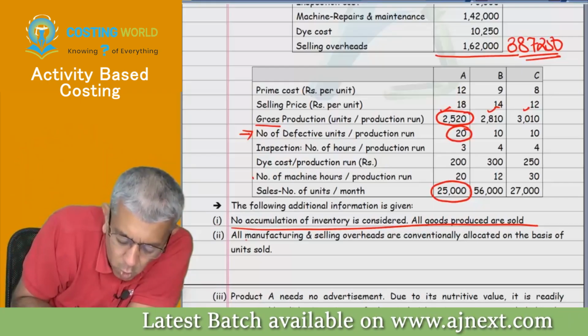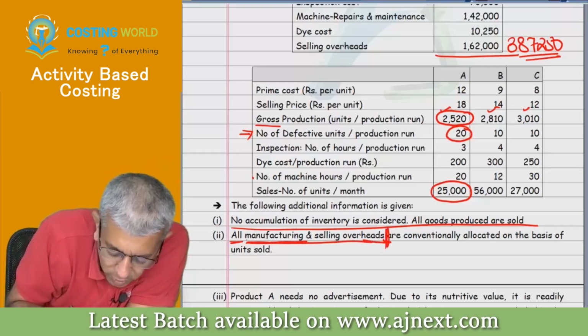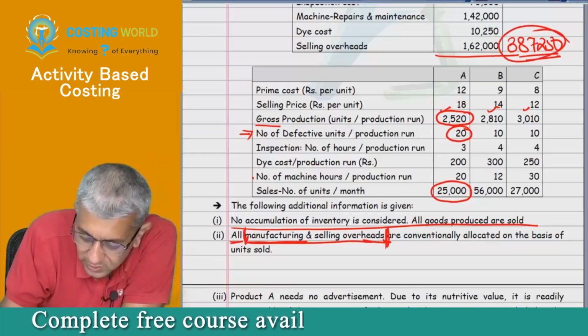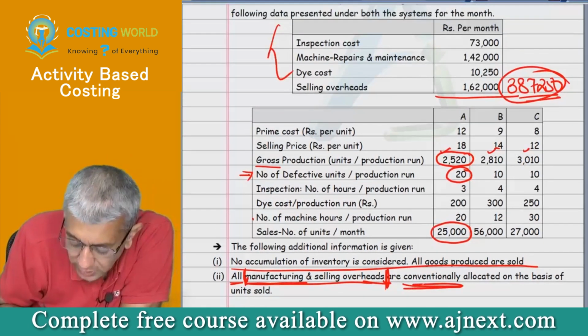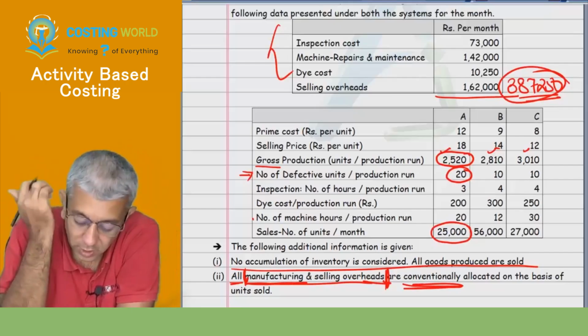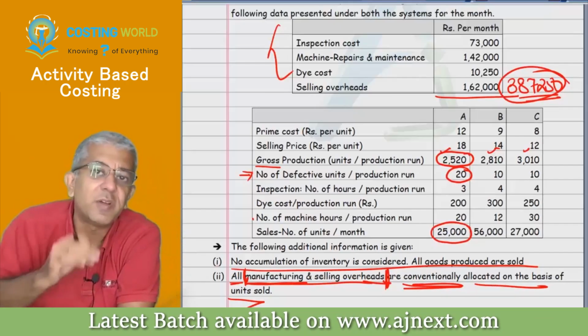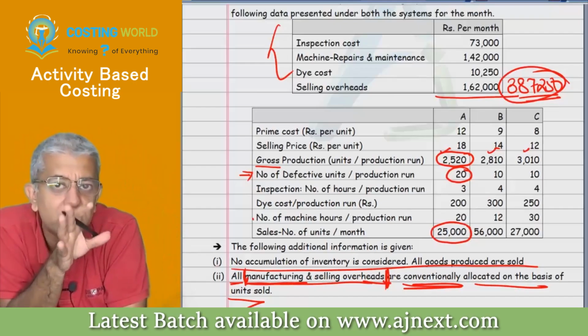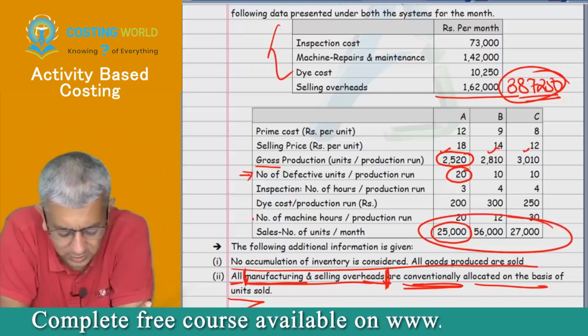Okay, hold on. All manufacturing and selling overheads. All manufacturing and selling overheads means 387,250. All these are overheads only, beta. They are conventionally allocated. Conventionally, that is, your traditional costing, on the basis of units sold. So originally we were allocating all the overheads based upon what criteria? Units sold. Units sold are there for me. Okay, so therefore these are the units sold.